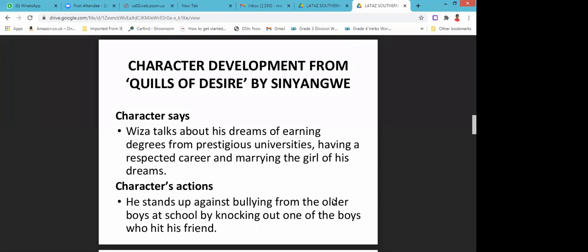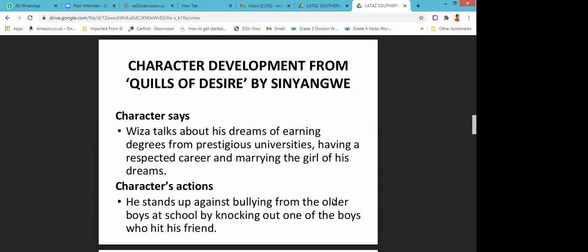We talked about what a character says, and we said Wiza verbalizes his ambition, his dreams of marrying the girl of his dreams, who's educated like he is going to be. He's going to be educated from very prestigious universities, earn different degrees, just like his brother. The second type is what the character's actions are.